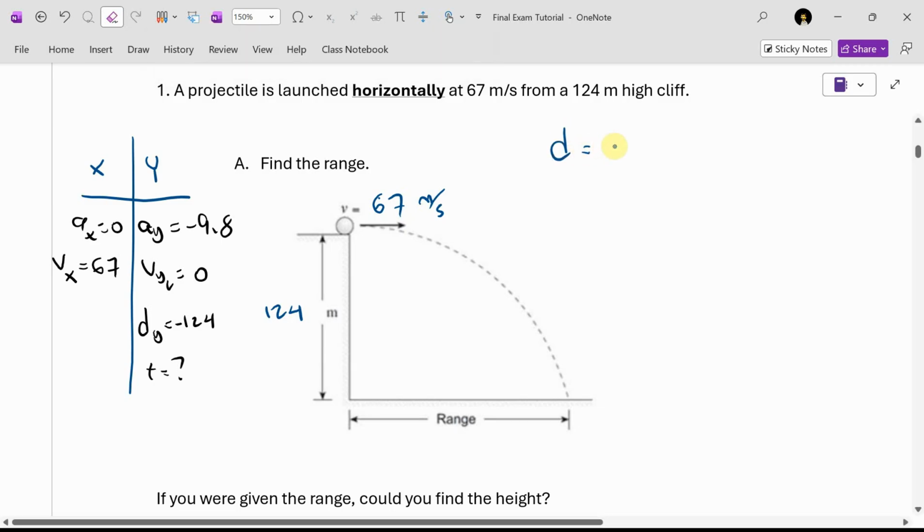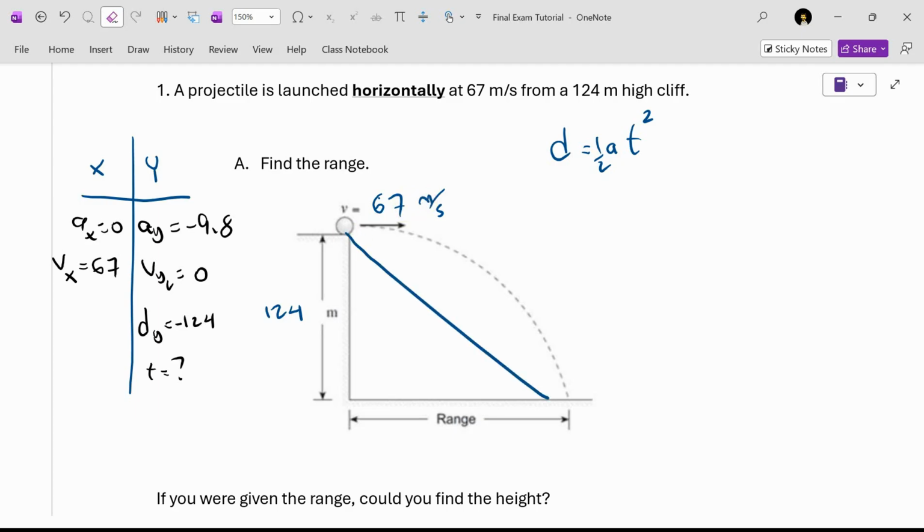D equals, why did I just write a half AT squared? Why didn't I bother writing the VIT? Okay, and that's the key. Kids always want to put the 67 in there, or I see kids do something stupid like that. I don't use that word very often. Like somehow they try finding a hypotenuse of a. I don't know what they're trying to do.